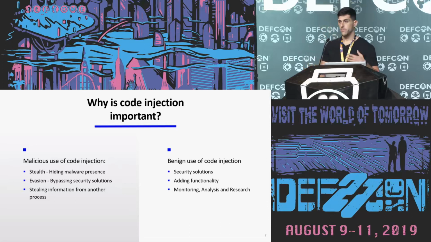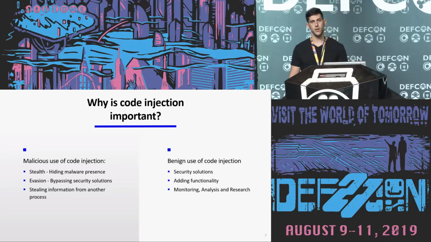Code injection is important because it can be used for malicious and benign activities. It can be used for malicious activities like stealth. If a malware author wants to hide the presence of the malware and make it harder to find, it can inject the code into another process and then it will be hard to detect. It can be used for evasion, so we can inject into a security solution, and if we inject into the solution, it won't scan the activity of the malware.